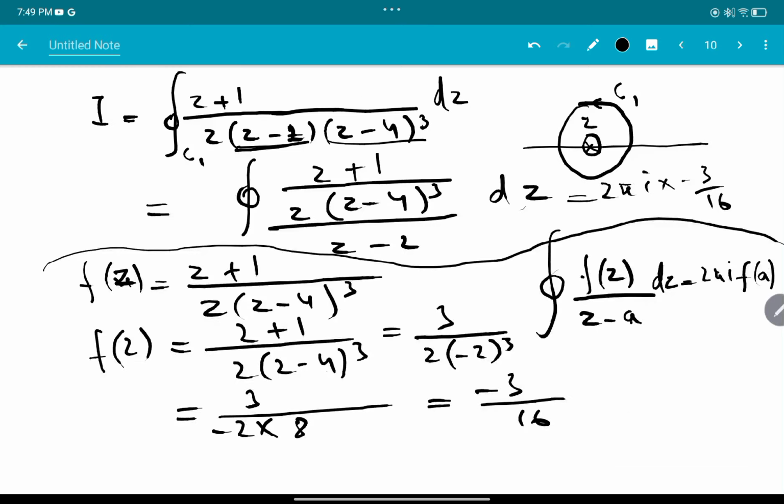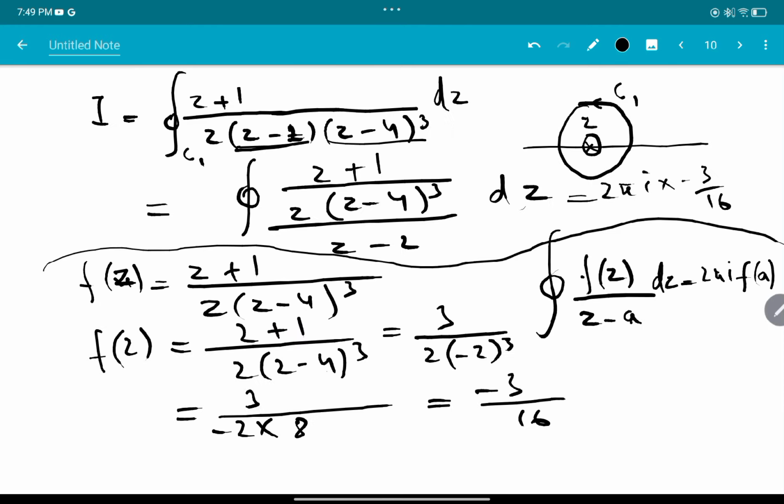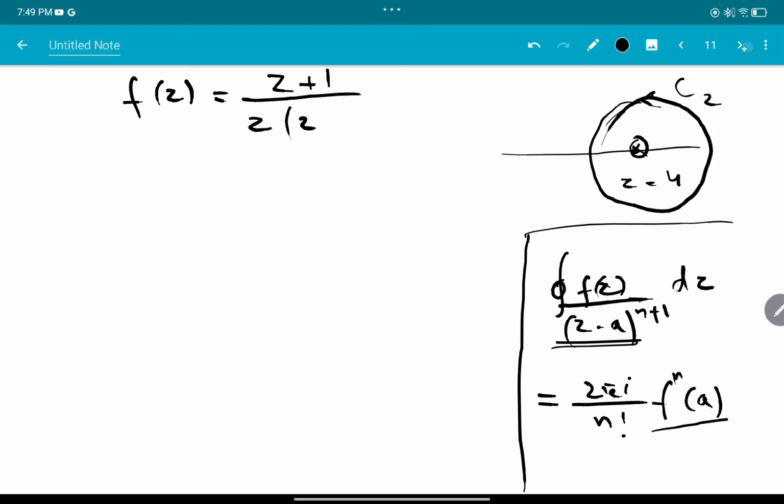It was z plus 1, z plus 1 divided by z into z minus 2. Yes, this is absent. I have actually left the singularity factor apart, and the rest of it is called f(z). So f(z) is here. I have to differentiate it two times.